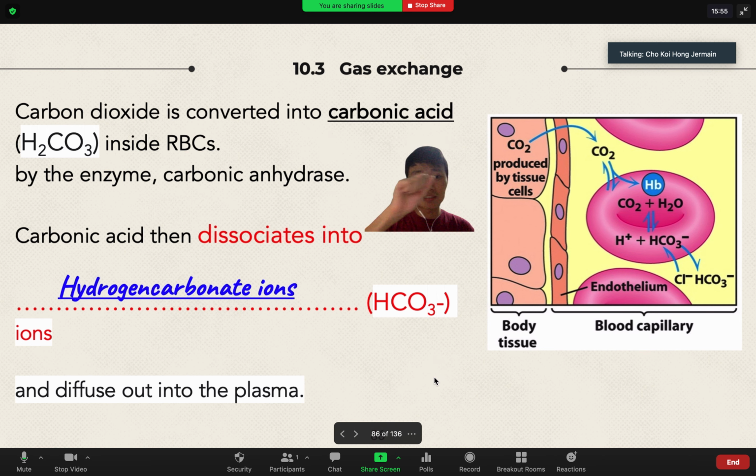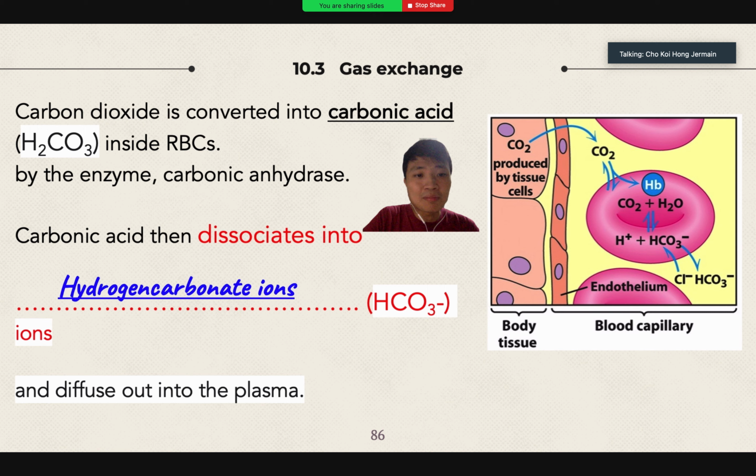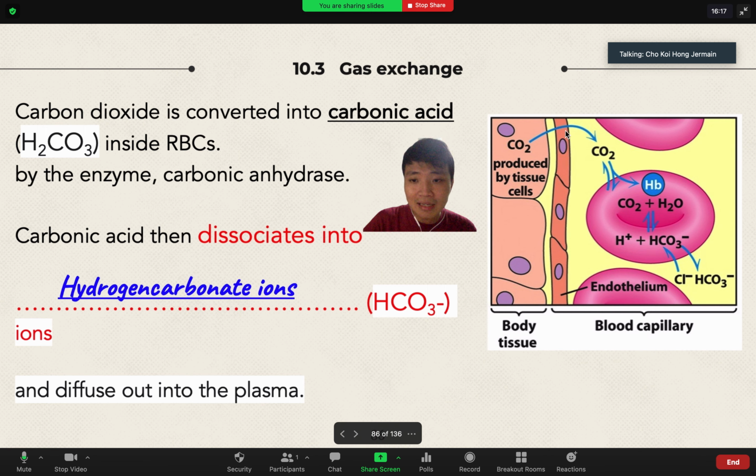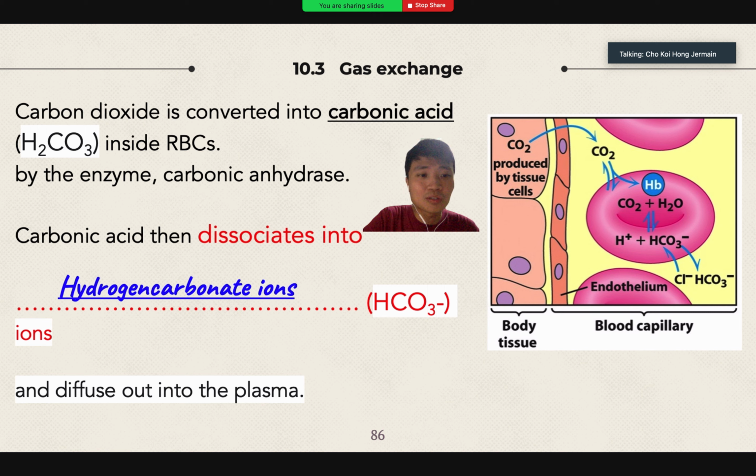Can you highlight carbonic acid first, please? This is done by the enzyme carbonic anhydrase. If you know this enzyme, good. If you don't, never mind, I'm leaving it for those who want to know. So carbon dioxide is converted to carbonic acid inside the red blood cell. As you can see from the picture in your notes, carbon dioxide enters the plasma, goes into the red blood cell, and is converted to carbonic acid first. As you can see here, H2CO3. They show it in the ionic form, but it is H2CO3, by the enzyme carbonic anhydrase.